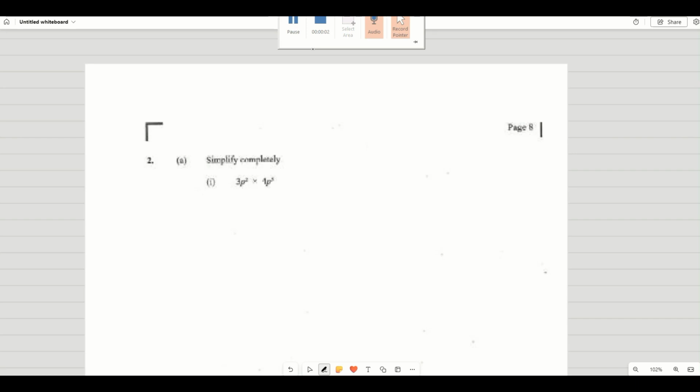So today we're going to be doing May/June 2019. Let's look at this question. They said simplify completely 3p squared multiplied by 4p to the power of 5. Right, so they're saying 3p squared multiplied by 4p to the power of 5.